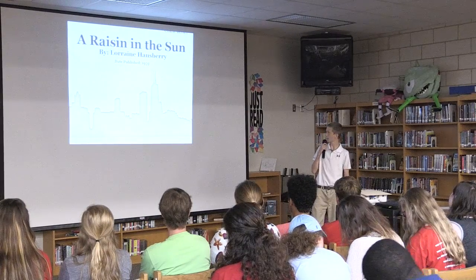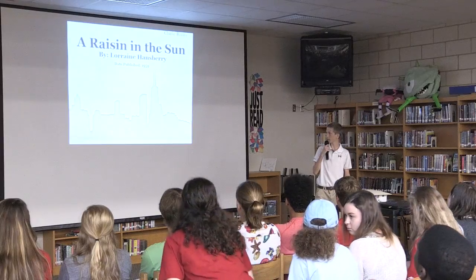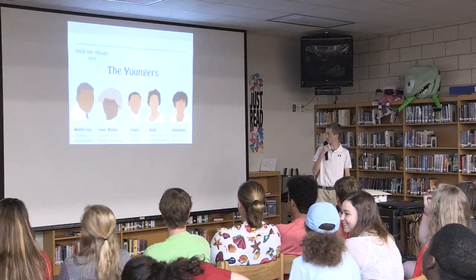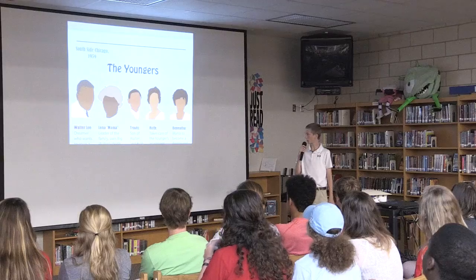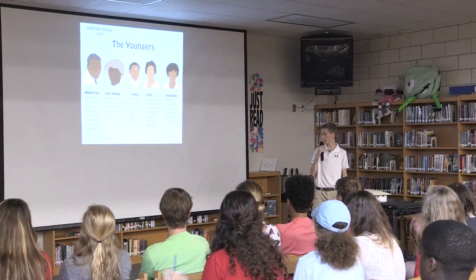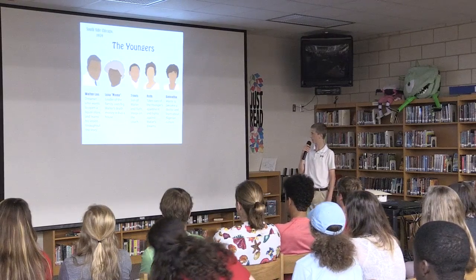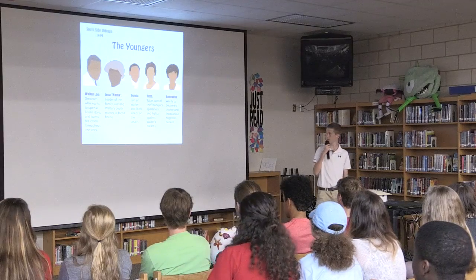Hello everyone. I'm Charlie Reeder, and this is my Raisin in the Sun infographic. As you can see, there are five major characters in the story: Walter Lee, Lena or Mama, Travis, Ruth, and Benita. They all change the plot of the story.